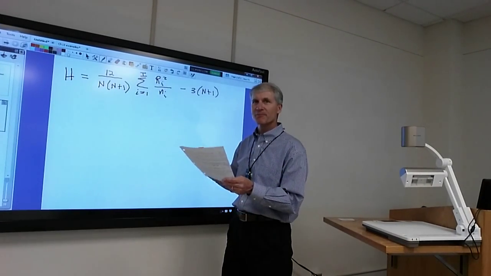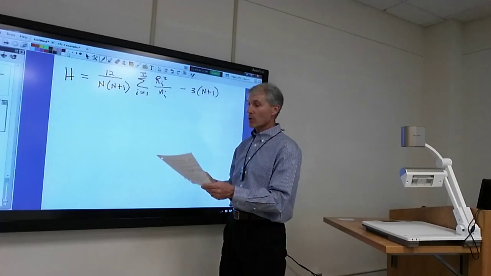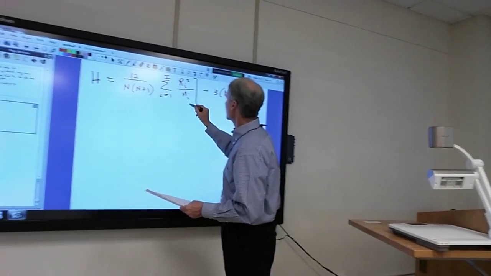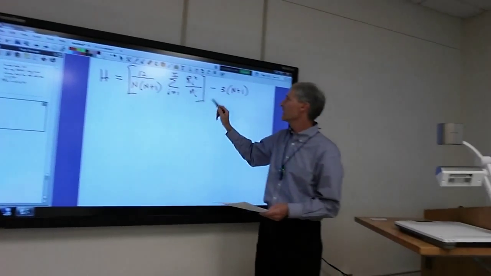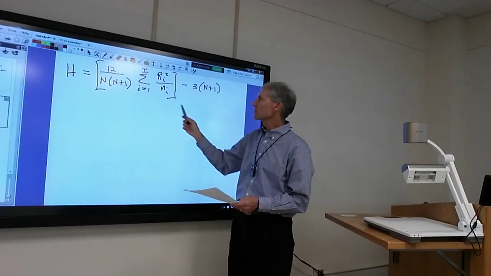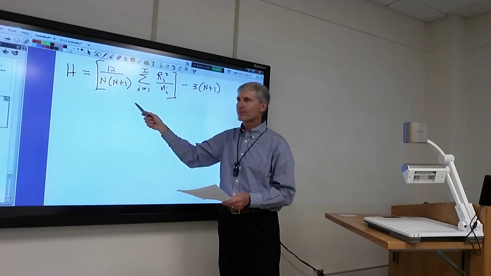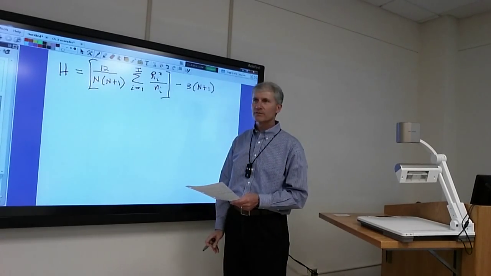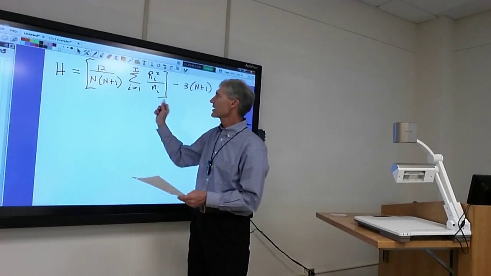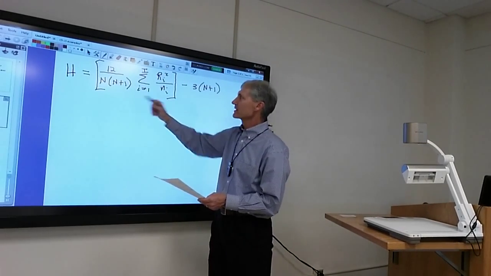So as soon as I got out of class, I looked at my notes, oh wait, no, the brackets should be here. So that coefficient is only times the sum, and this is outside the sum. So you get this term, and then you subtract off 3 times 1 more than the total sample size. Okay? So put the brackets around that.